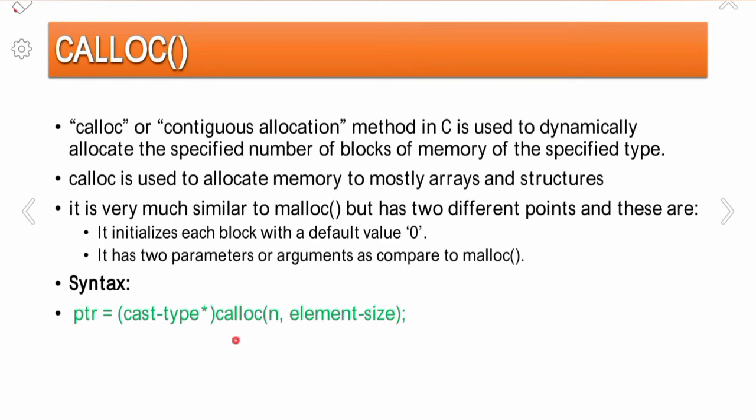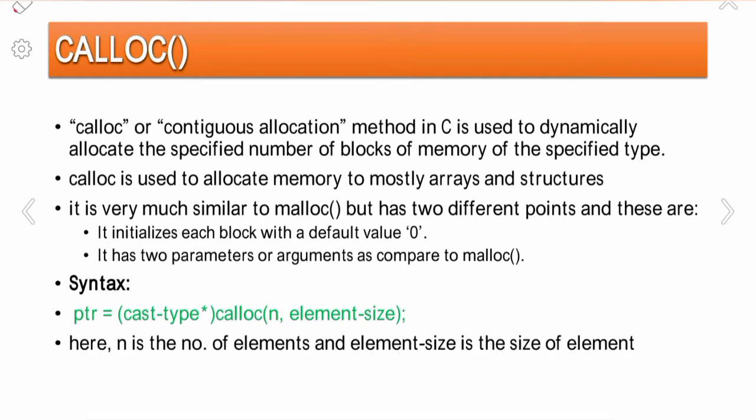So here the calloc function is going to return the void type pointer. After the element size is allocated here, it is going to type convert it into the particular type mentioned in the calloc function. So here n is the number of elements and element size is the size of the element.